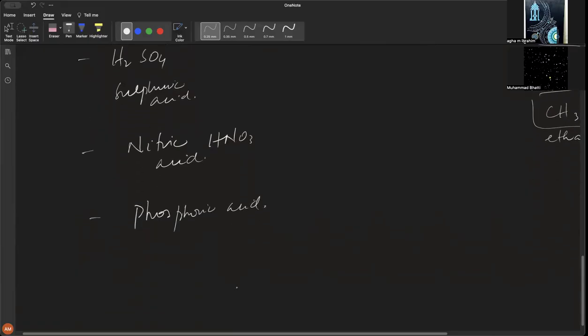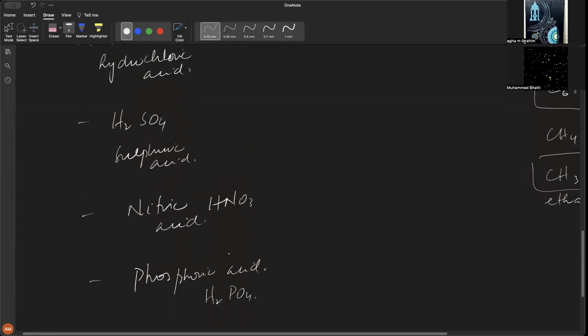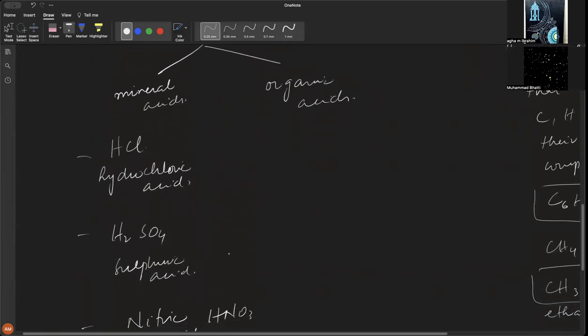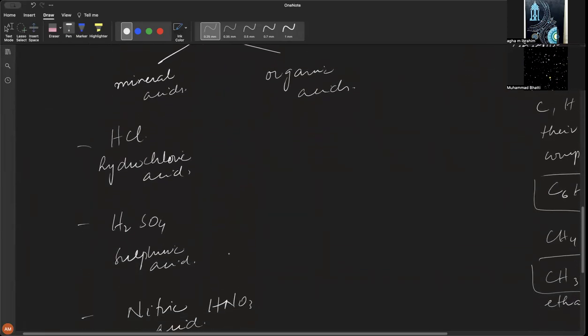Carbonic acid as well, H2CO3, H3PO4, sulfuric acid, so on and so forth. These are the acids that we generally find that are mineral acids, or inorganic acids.